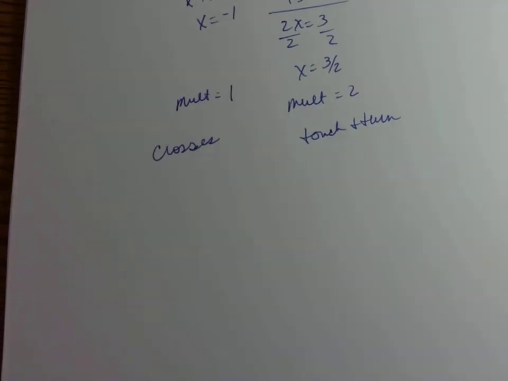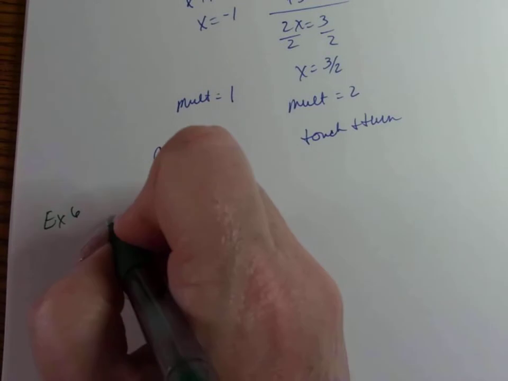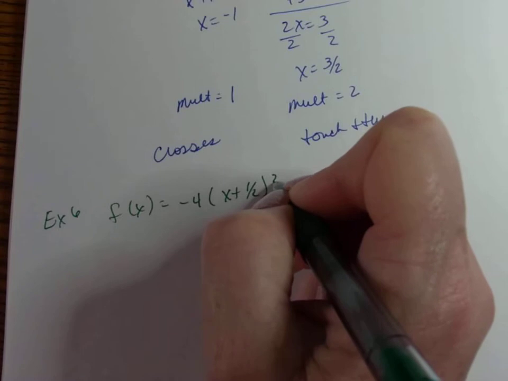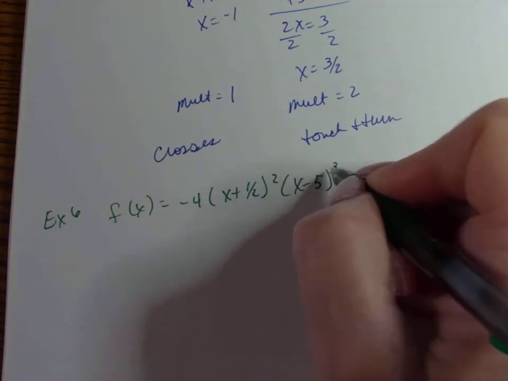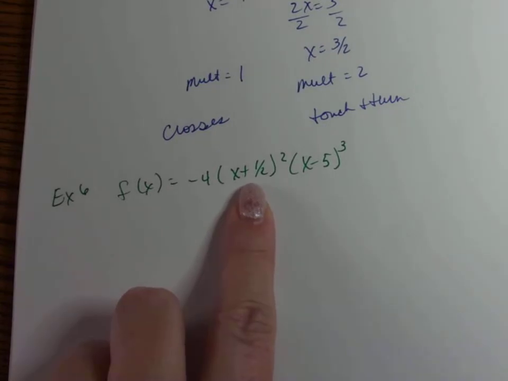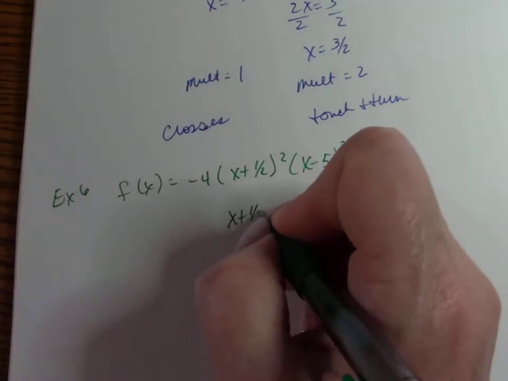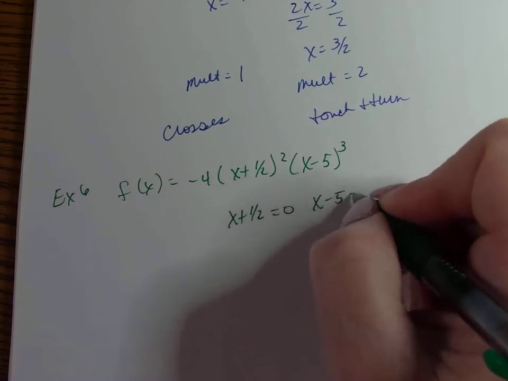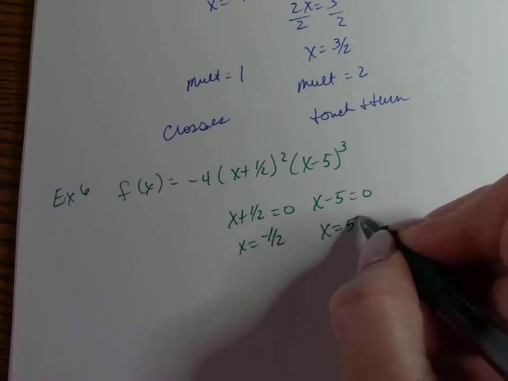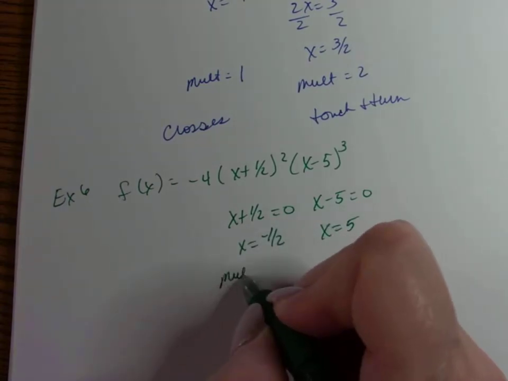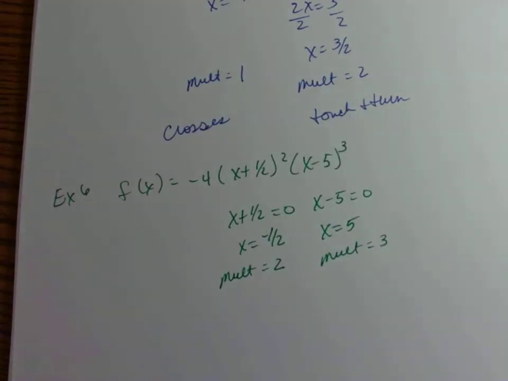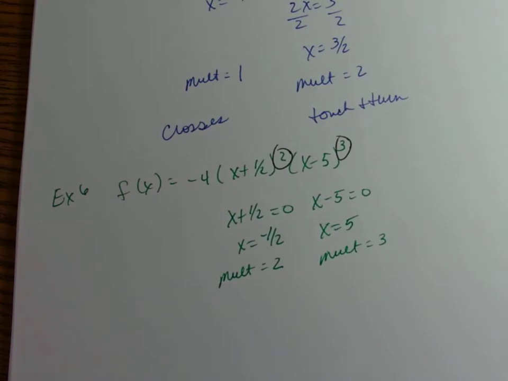All right, let's look at another one. Example 6, we have f of x equal to -4 times x plus 1/2 squared times x minus 5 cubed. So again, we're only going to take the parts out of the parentheses. So x plus 1/2 equal to 0 and x minus 5 equal to 0. So x will be equal to -1/2 and x will be equal to 5. The multiplicity here is 2 and the multiplicity here is 3. And again, those numbers are coming from those exponents.